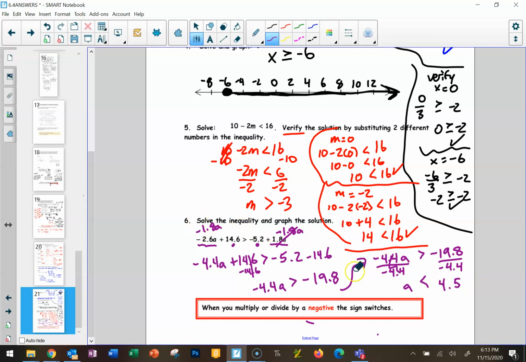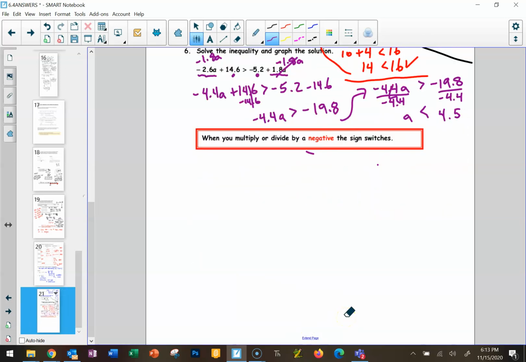It doesn't ask us to verify it. It does ask us to graph it. I did not put another number line in here, so this might look a little ugly, but let's see what we got here. Okay. This is black. What are we looking at? A is less than 4.5.